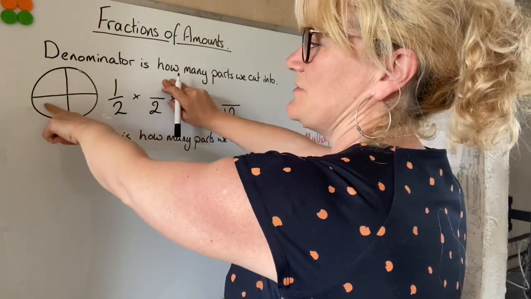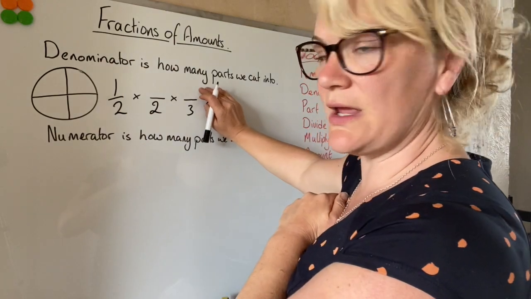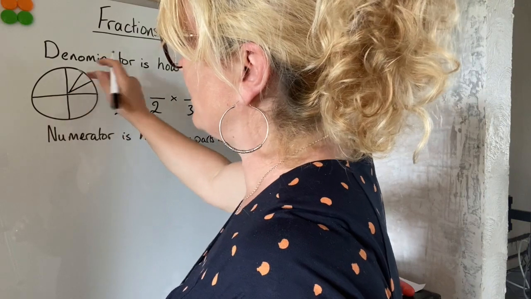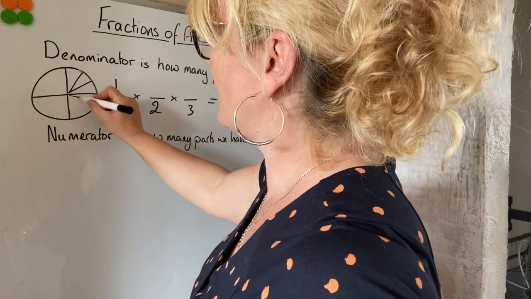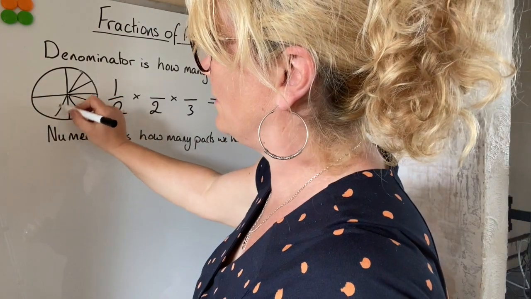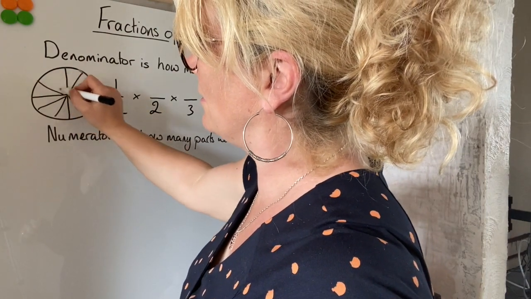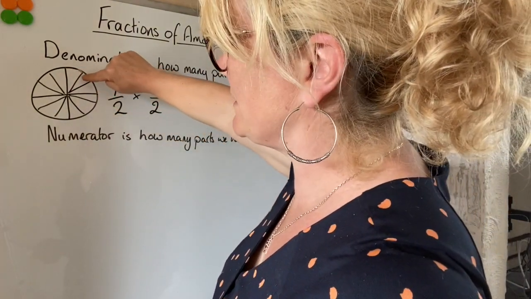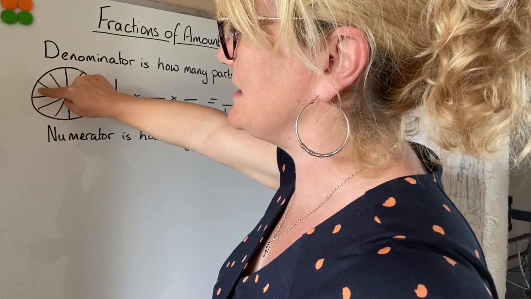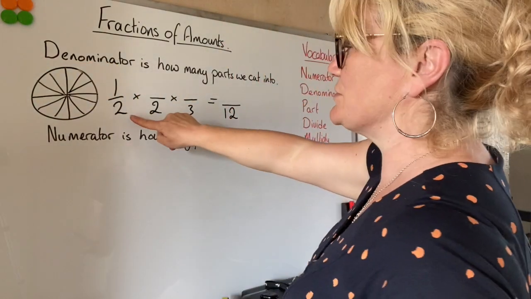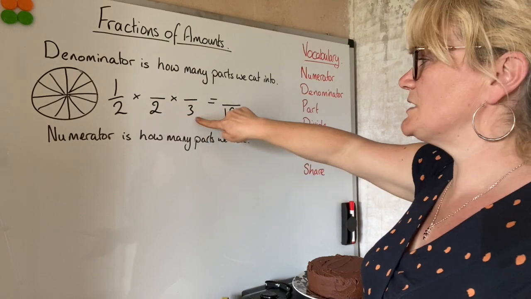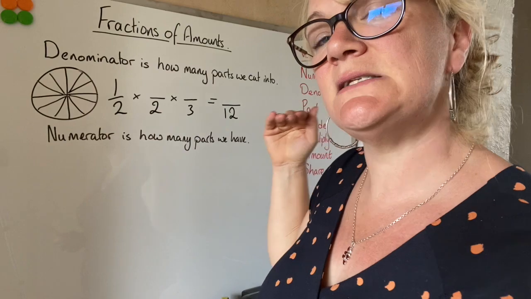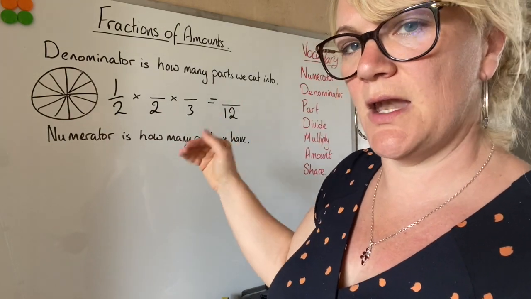If I cut each of these 4 pieces in 3, 1, 2, 3, 1, 2, 3, 1, 2, 3, and 1, 2, 3. All together, now I've got 12 pieces: 1, 2, 3, 4, 5, 6, 7, 8, 9, 10, 11, 12 pieces. Because 2 times 2 is 4, times 3 gives me 12. So I've cut my cake into 12 pieces. That's my denominator, my bottom number.